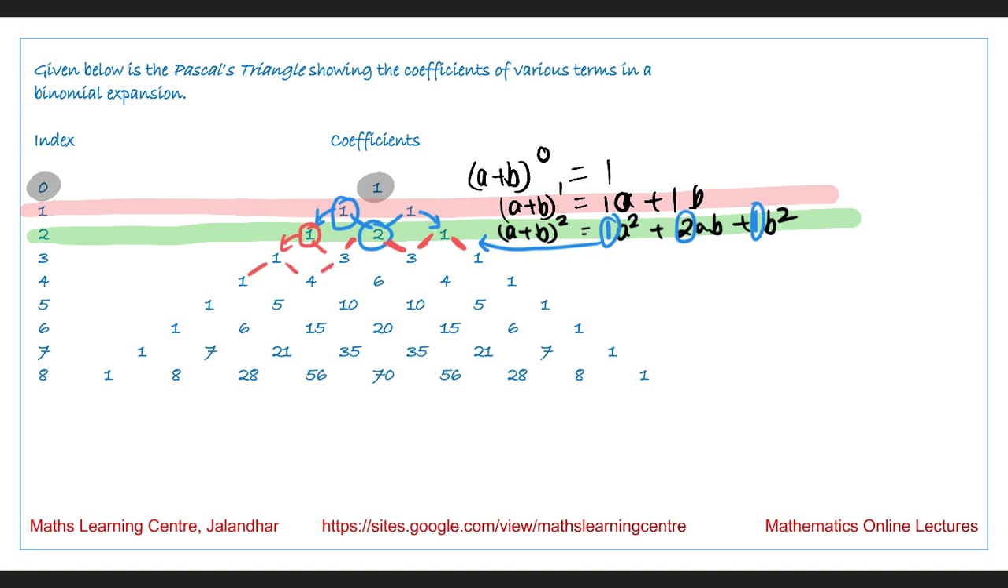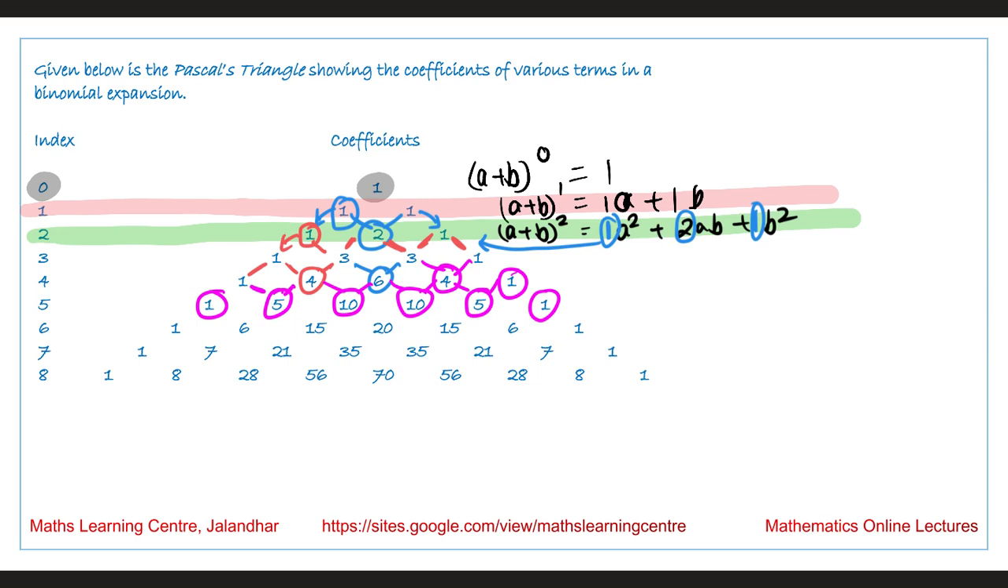Then 1 plus 3 is 4. Then 3 plus 3 is 6. Then 3 plus 1 is 4. And last term again it is 1. Next is 1 plus 4 is 5. 4 plus 6 is 10. 6 plus 4 is 10. 4 plus 1 is 5. And these two terms we have it is 1.